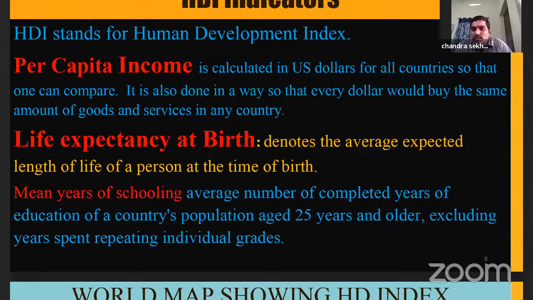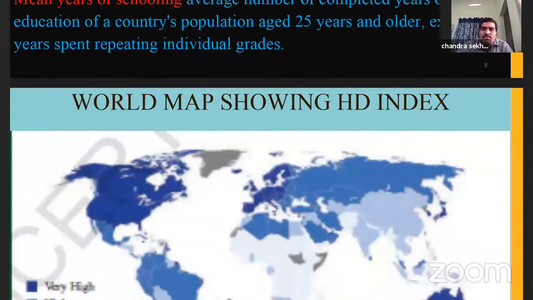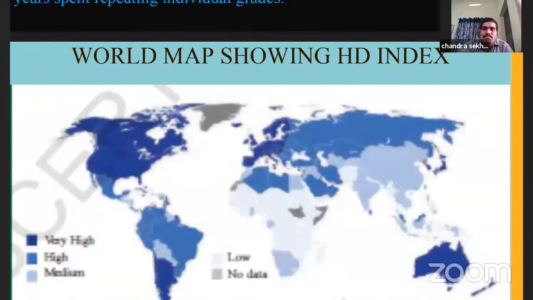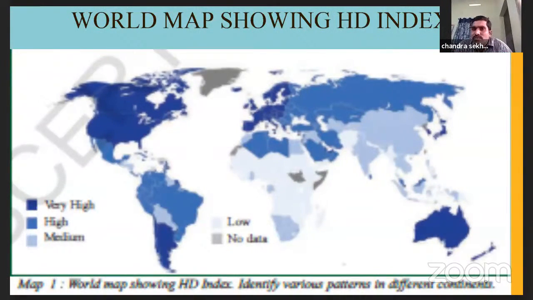When he completes more years of education, we can understand they got more education and they can think about their life individually, and they do not need to depend on others. So that's why we are considering mean years of schooling. It shows the availability of educational facilities in one country. That's why in the Human Development Index, they are considering mean years of schooling.